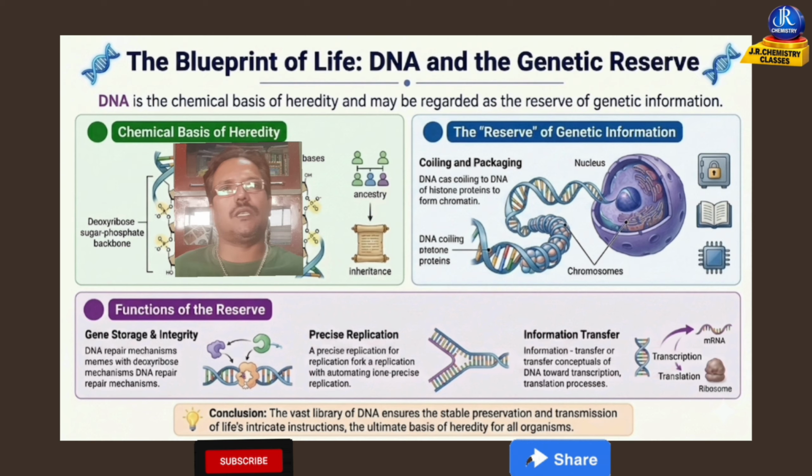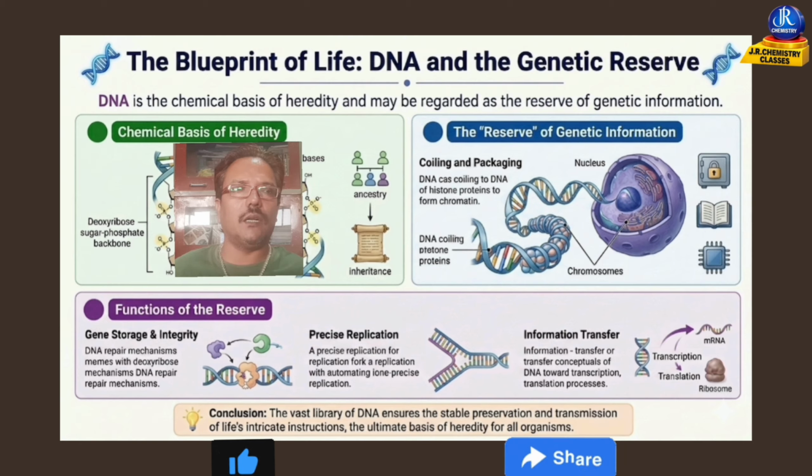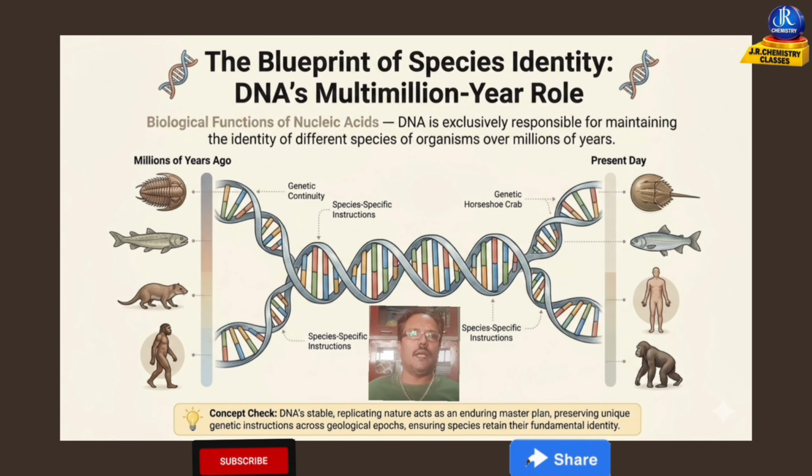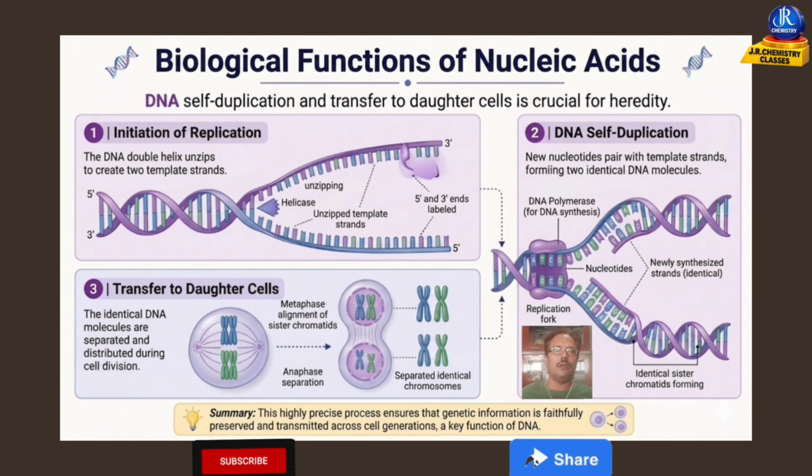DNA is the chemical basis of heredity and may be regarded as a reserve of genetic information. DNA is exclusively responsible for maintaining the identity of different species of organisms over millions of years. A DNA molecule is capable of self duplication during cell division, and identical DNA strands are transferred to daughter cells.